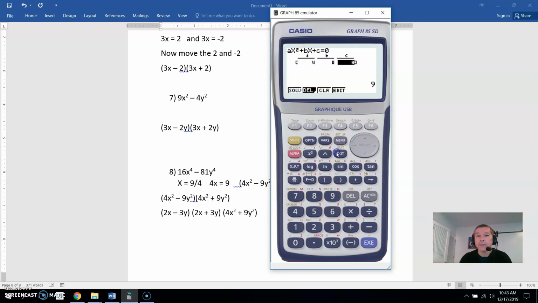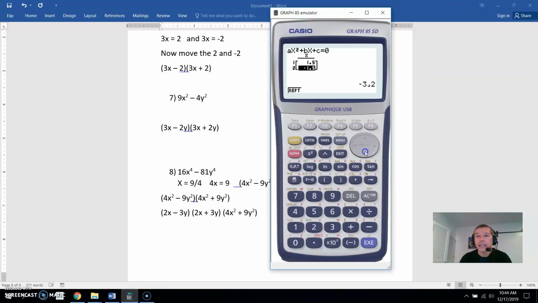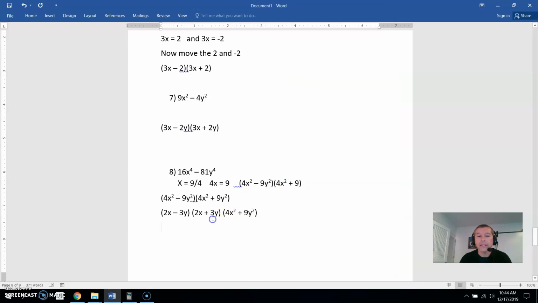Now if we check the other one, that's a 4, a 0, because there's no x to the first power, and then a minus 9. If we put that in there and hit solve, we do get two solutions. This one is x equals 3 halves. When you cross multiply and subtract the 3, that would be 2x minus 3. So that's 2x minus 3 right there. And then the other solution is negative 3 halves. So that would be 2x plus 3 right there.